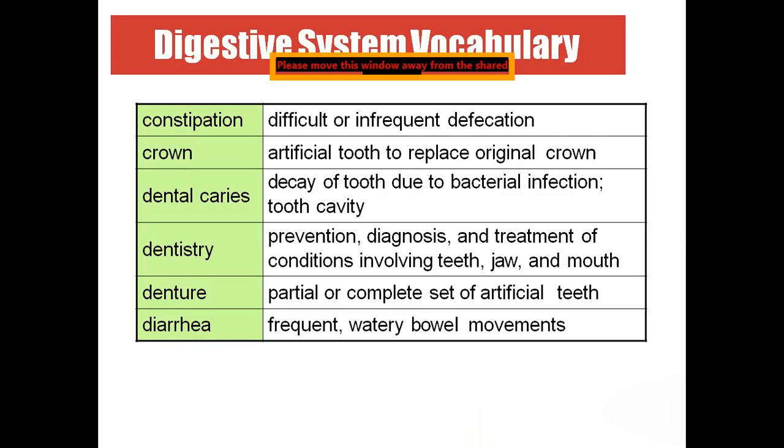And crown. A crown is also an artificial tooth, which replaces the original crown. Usually a crown is made of gold or silver, sometimes platinum. And next, dental caries. Dental caries means nothing but decaying of the tooth because of bacterial infection. By this time, we also will have dental caries. Sometimes it may be painful and sometimes not.